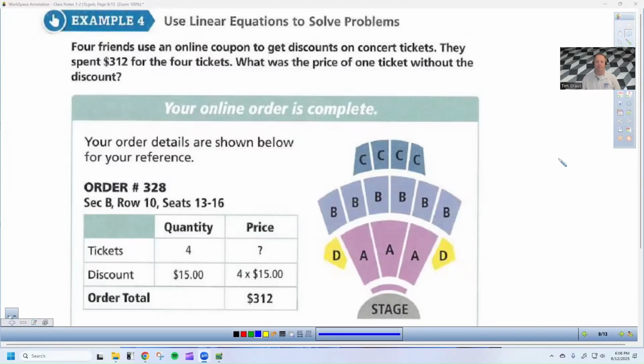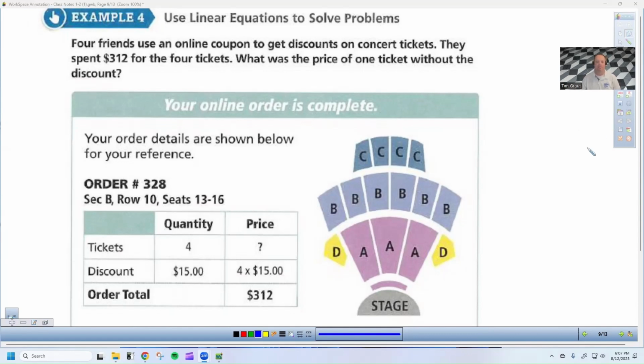In this video, we will finish up with a few more examples of word problems that can be solved using linear equations. Example 4 says that 4 friends use an online coupon to get discounts on concert tickets. They spent $312 for the 4 tickets.